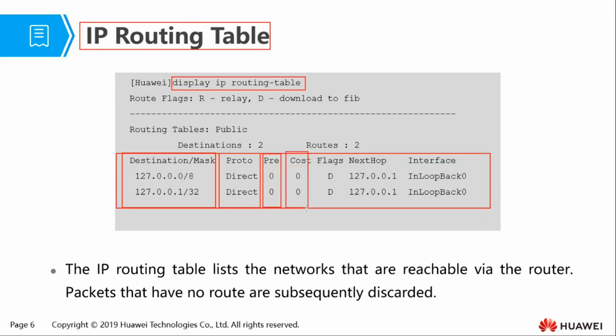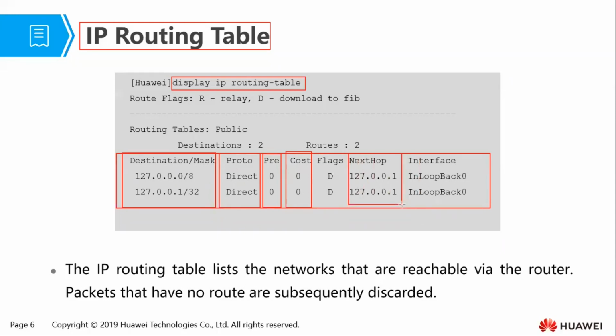Then we have the cost. The cost generally is associated with bandwidth, and we are going to also see how the costing is done in the coming topics. So it is associated with the bandwidth of the interface. Okay, and then we have the next hop.